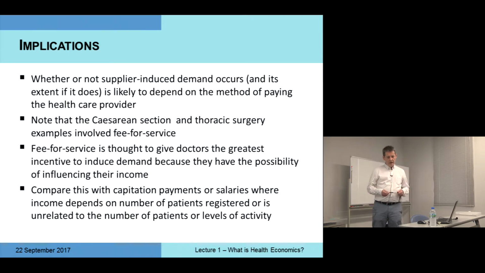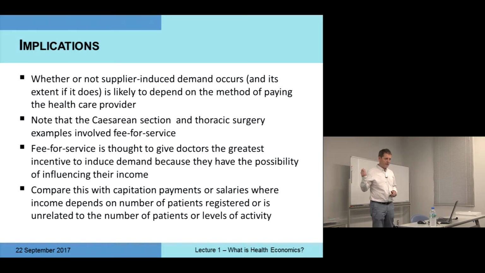Now, I'm not asserting this happens, and it happens everywhere. I'm just saying this possibility has been recognised, and I've given you 2 examples of studies which suggest some evidence that there may be supplier inducement. Whether or not there is supplier inducement is quite likely to be related to how we pay healthcare providers.